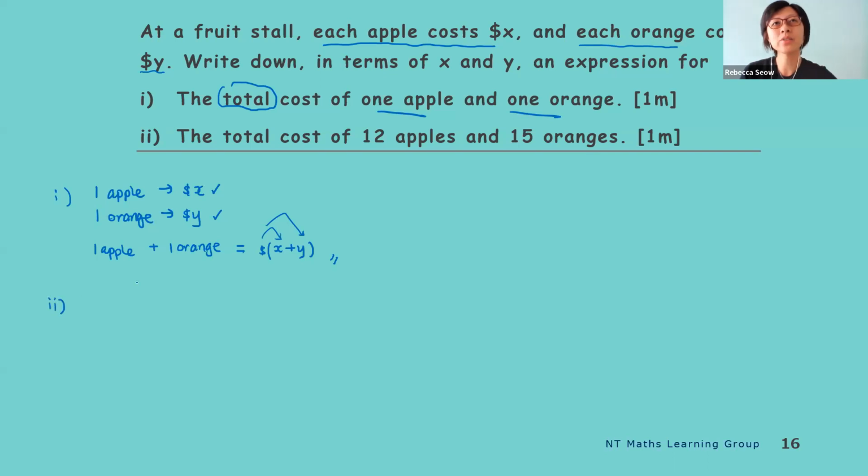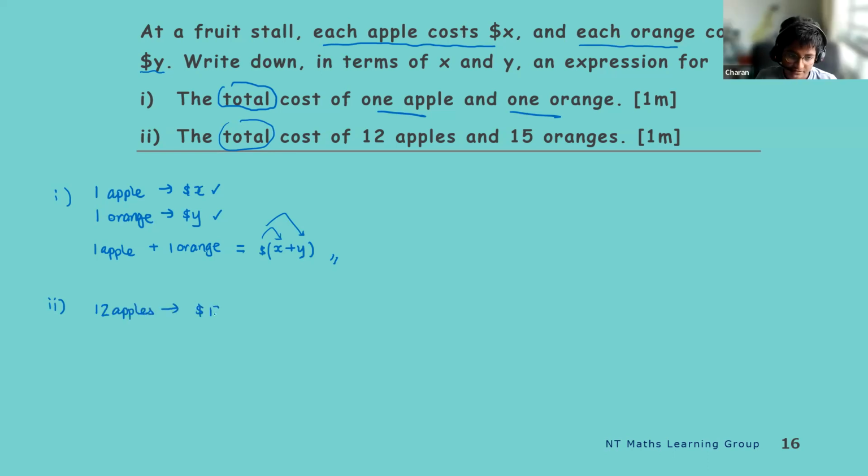Now we want to find the total cost of 12 apples and 15 oranges. So let's see, if one apple costs X dollars, how about 12 apples? 12x. Yeah, 12x. And how about 15 oranges?